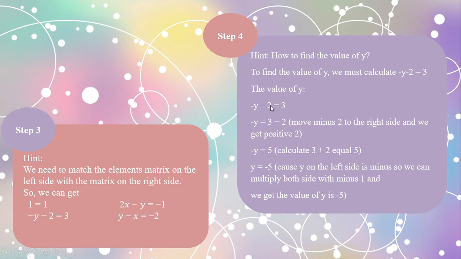The value of y: minus y subtracted by 2 is equal to 3. Move the minus 2 to the right side, so we get positive 2, minus y is equal to 5. Because we must find the value of y, not minus y, we can multiply both sides with minus 1. So we can get the value of y is equal to minus 5.